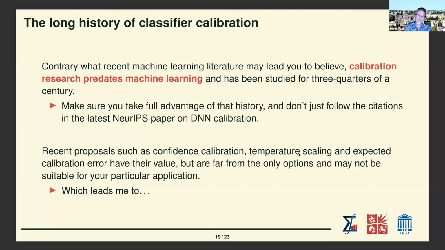And related to that, there are a lot of recent proposals such as confidence calibration, temperature scaling, and expected calibration error. They are all fine, but they should be interpreted in a context. They are not the only option. They may or may not be suitable for your particular application. So be aware of this wide scope of different ways of evaluation, different ways of calibration, and their properties.